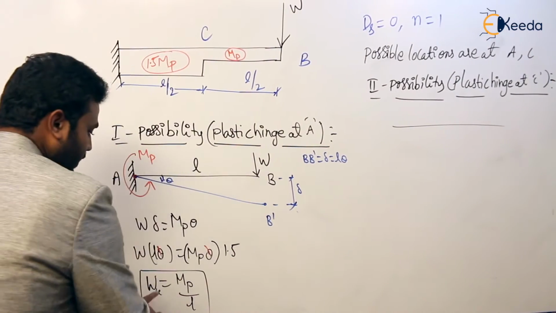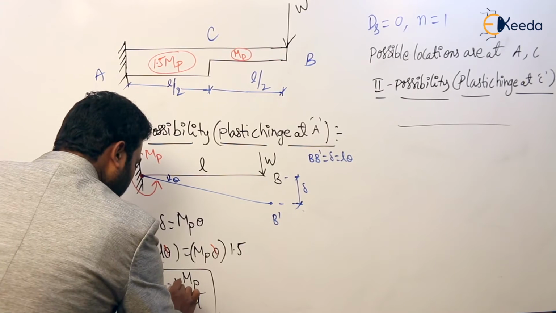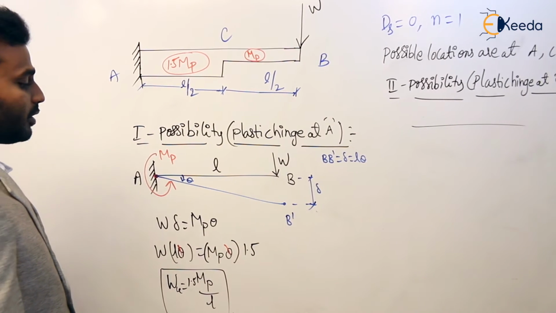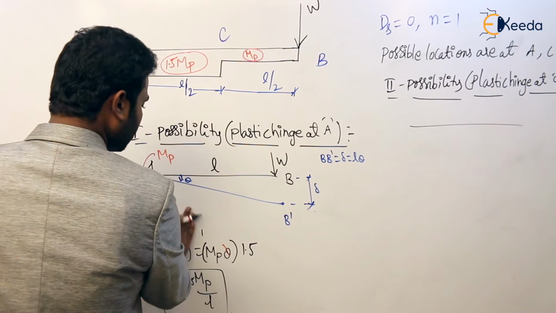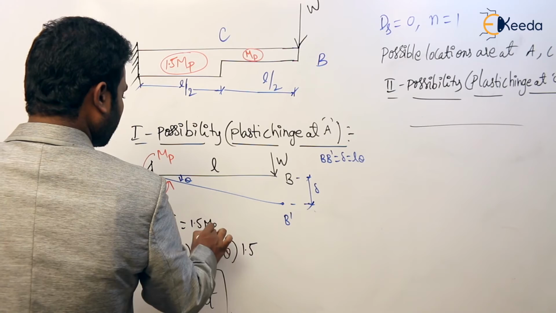So in this, finally, what is it? 1.5 MP by L. Okay, here it is 1.5 MP by L. So here we have to consider 1.5 MP theta.